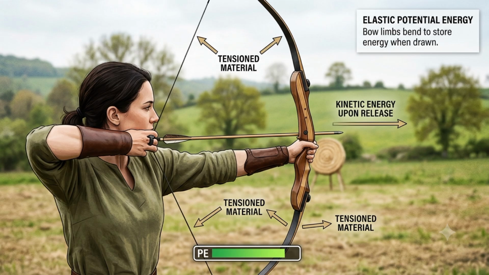2. Elastic potential energy. You don't have to lift something up to store energy. You can stretch it or compress it. Think of a rubber band, a trampoline, or a mechanical watch spring. When you distort the shape of an elastic material, it stores energy trying to snap back to its original form.